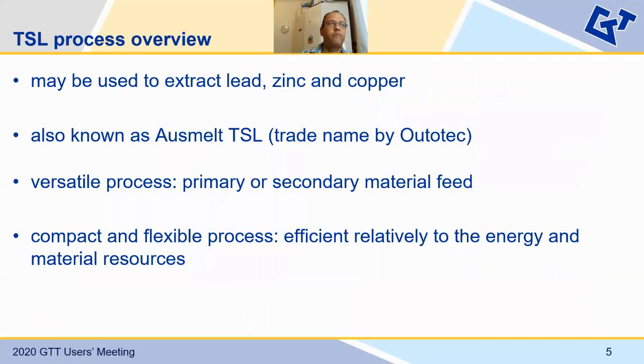The TSL process may be used to extract lead, zinc, and copper. The process is also known as Ausmelt TSL. It's a trade name by Outotec. The process is very versatile, so we can feed into the process primary materials or secondary materials. This process is also compact and flexible, so it is efficient relative to energy and material resources.